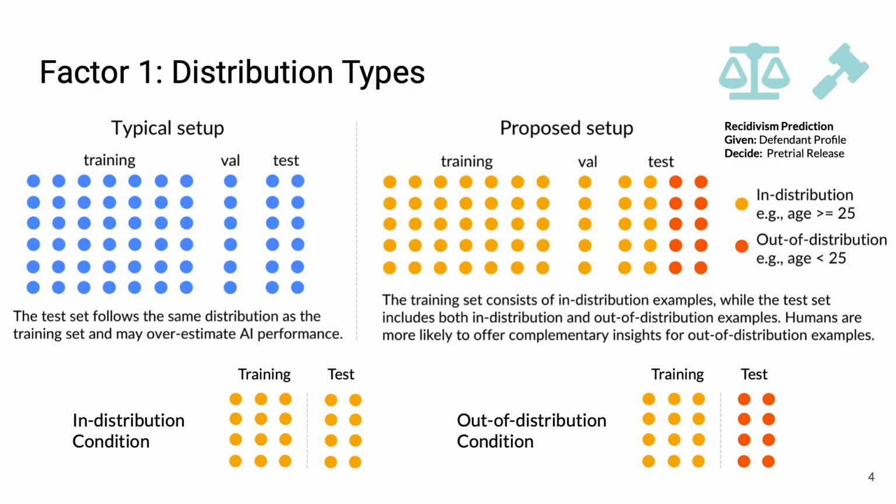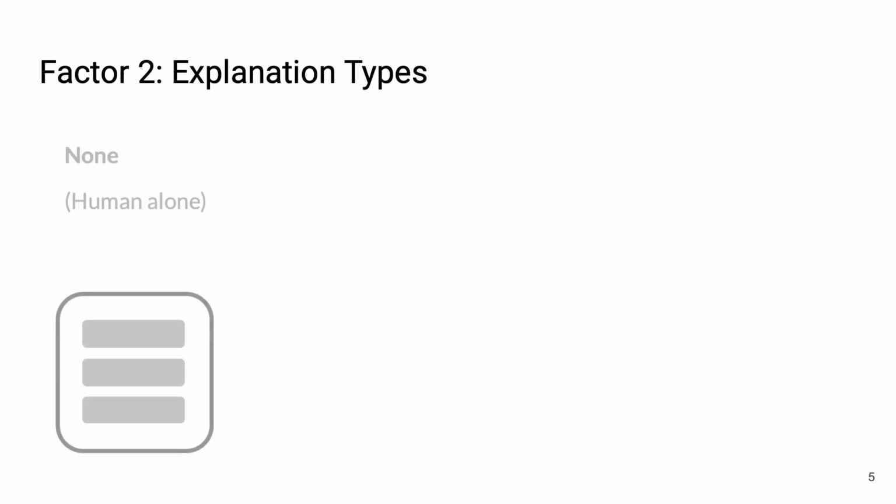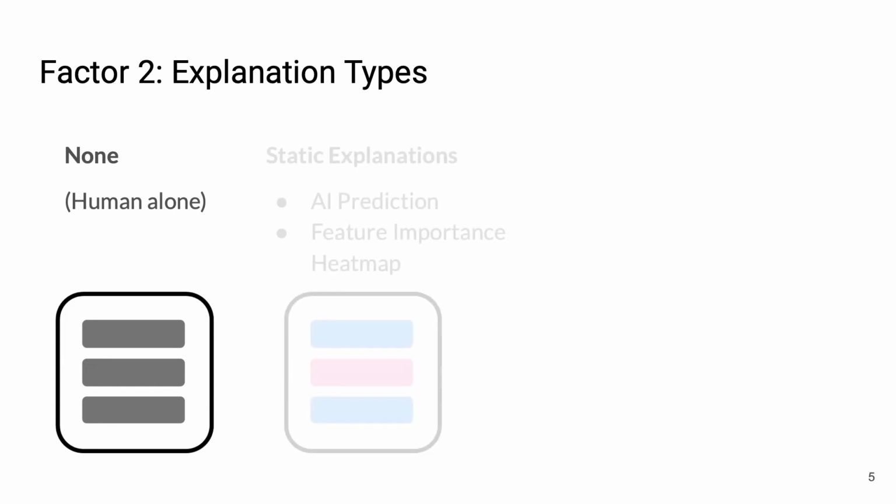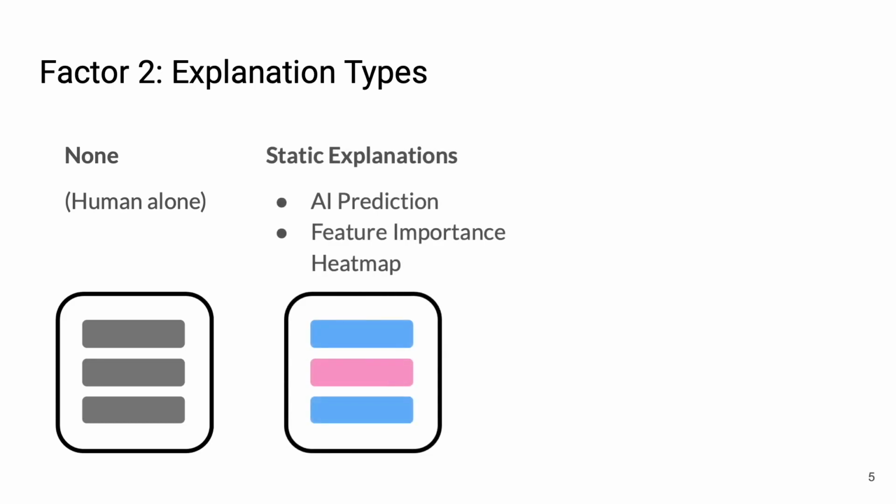Now, let's look at AI explanations. We consider three types of AI explanations with increasing levels of assistance. The none-type means no AI predictions nor explanations. This is equivalent to human alone. The static explanations, such as showing AI predictions as well as highlighting important features. Static explanations represent a one-way conversation from AI to humans, and may be insufficient for humans to understand AI predictions.